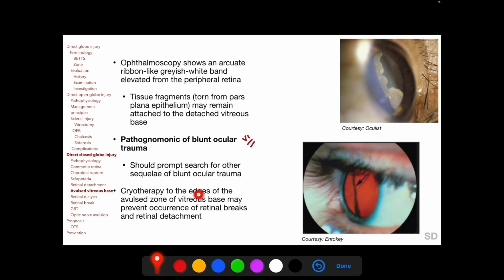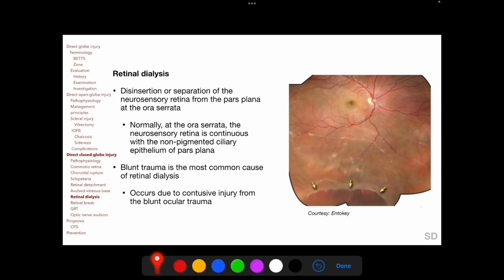Cryotherapy to the edges of the avulsed zone of the vitreous base may prevent occurrence of retinal breaks and retinal detachment. A retinal dialysis, as seen here in this clinical photograph, is a disinsertion or separation of the neurosensory retina from the pars plana at the ora serrata.